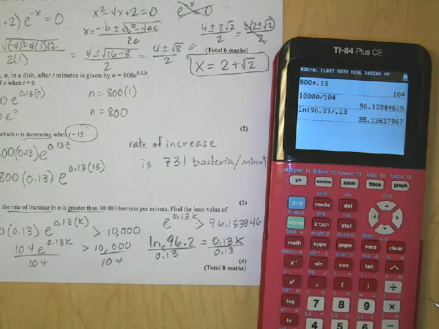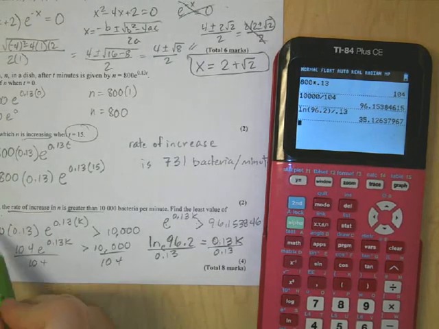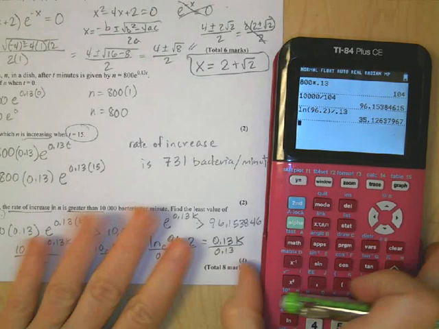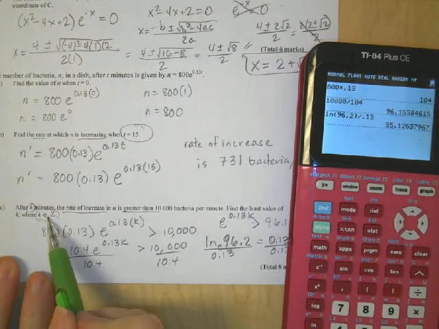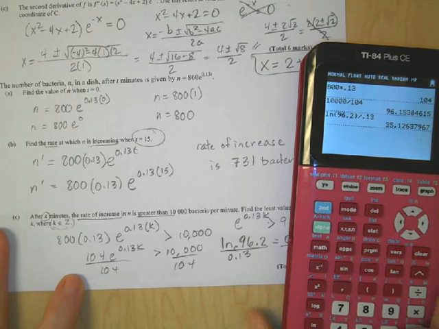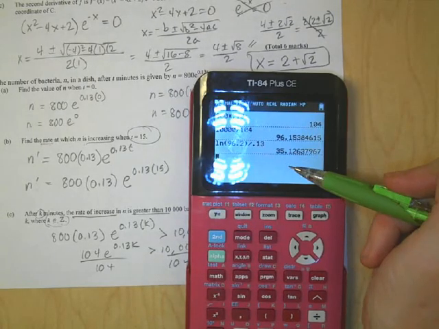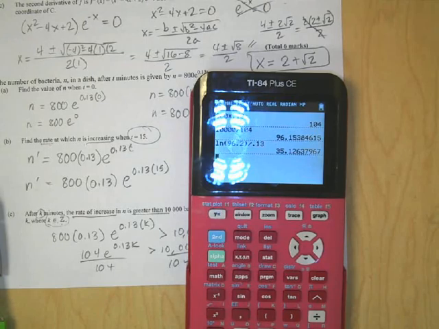So it says find the least value of k. So the least value of k, where k is a member of Z. Z means integers, okay? So k has to be a whole number, can't be a decimal. So what's the least amount of time? The least amount of time is going to be 36 minutes, because notice it takes more than 35 minutes to get to 10,000. So the least amount of time, I couldn't put 35. I can't round it off to 35 because it won't be at 10,000 yet. So I have to say 36.